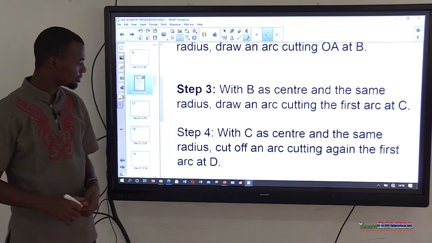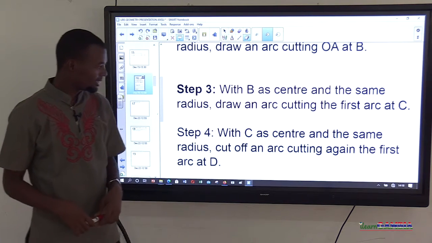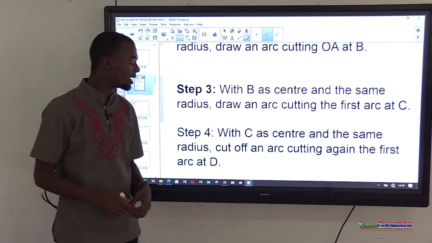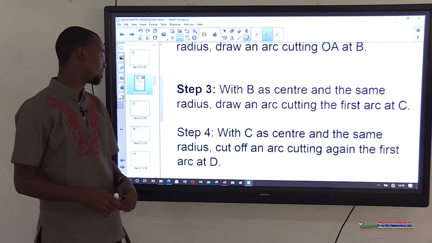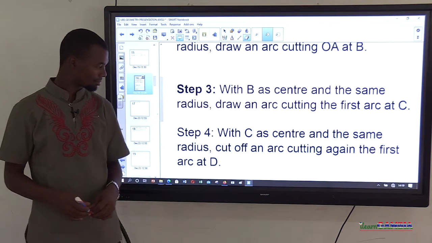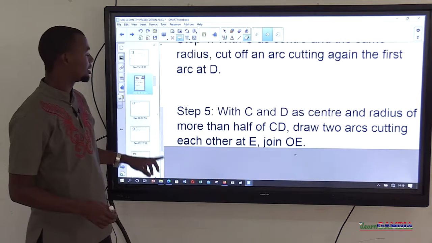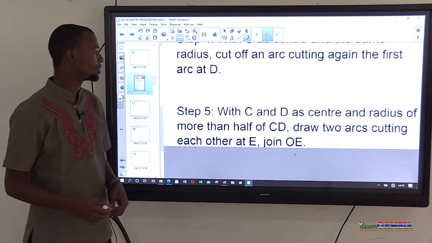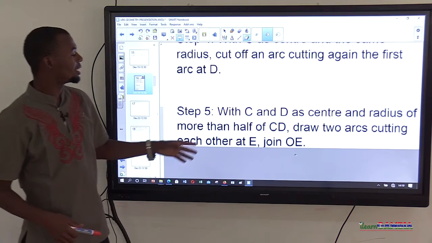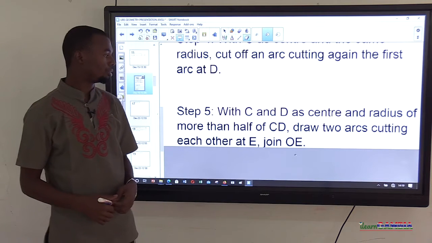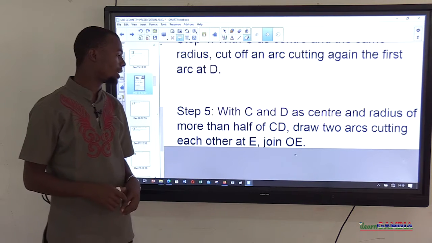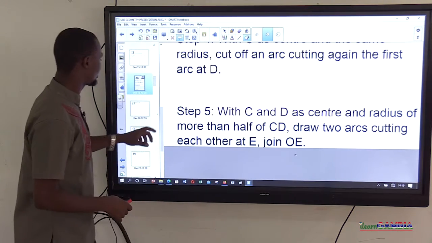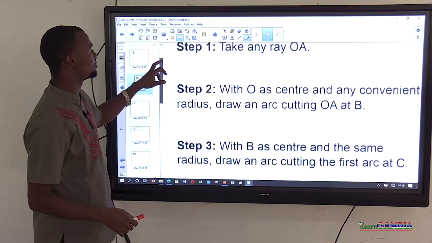Step 4, with C as the center and at the same radius, cut off an arc cutting again the first arc at D. Then step 5, with C and D as centers and radius of more than half of CD, draw two arcs cutting each other at E. Join OE. Let's do that.